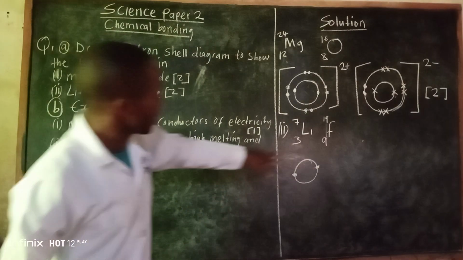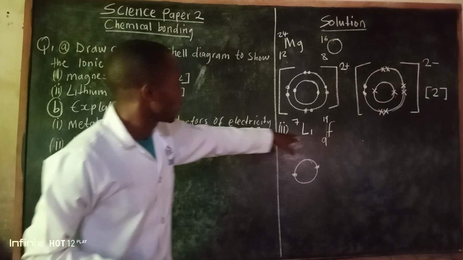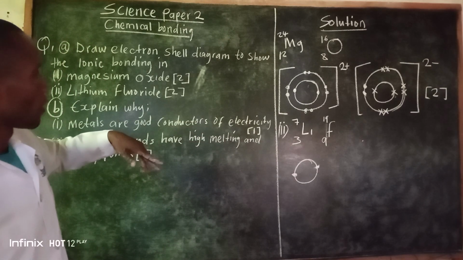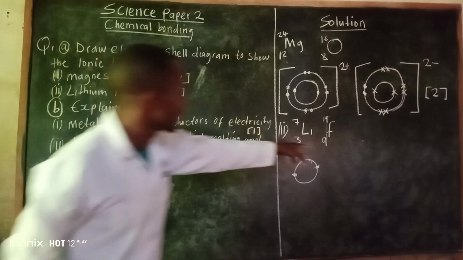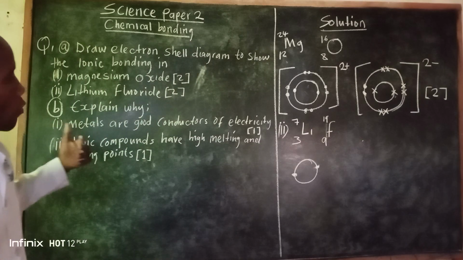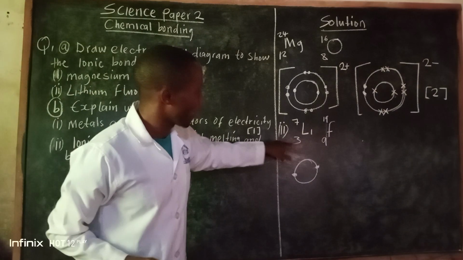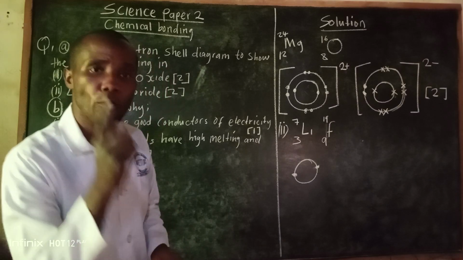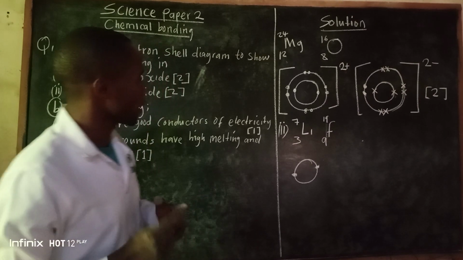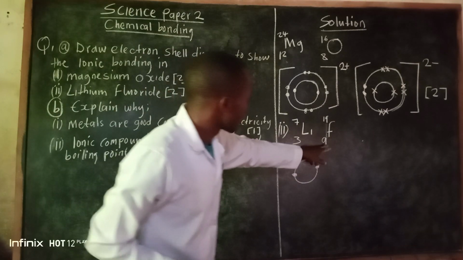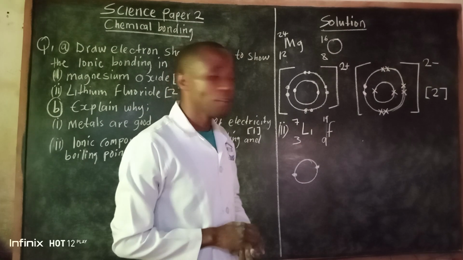So before we proceed here, the question comes, which one is the metal and which one is a non-metal? Fluorine is a non-metal. This one is found in the first group. No wonder it has 1 electron in its outermost shell. That simply means it is in the first group. Then this one is a non-metal.